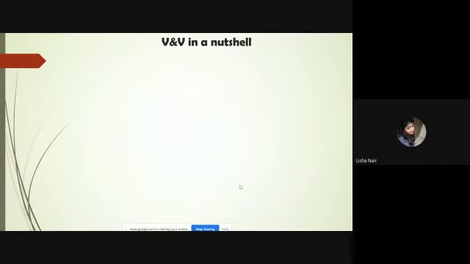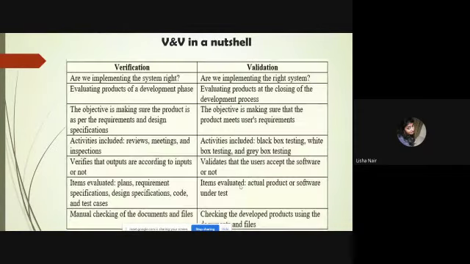Then what is V&V? It's verification and validation. So what is the difference between verification and validation? Whether the system is implemented right, or are we implementing the right system? So are we implementing the system right? Verification is when you're going through the development phase itself.